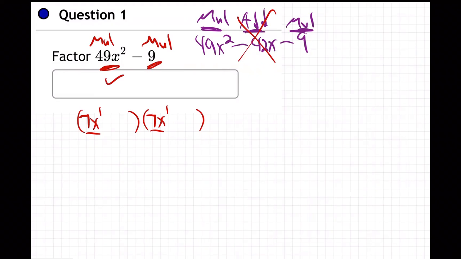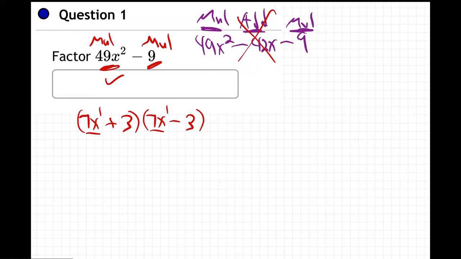And now let's just do the back. What times what is 9? Well, 3 times 3. And how do you make negative 9? What signs do I need to make negative 9? One positive, one negative. And it doesn't matter, you put the negative first or the positive, whatever the order doesn't matter. But one of them's got to be positive, one of them negative. That makes 9, negative 9. And we're done. That's it.